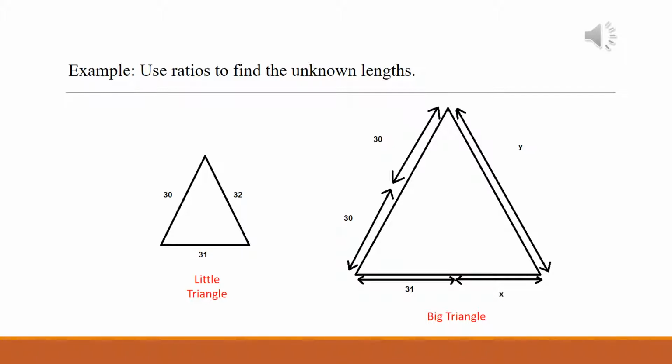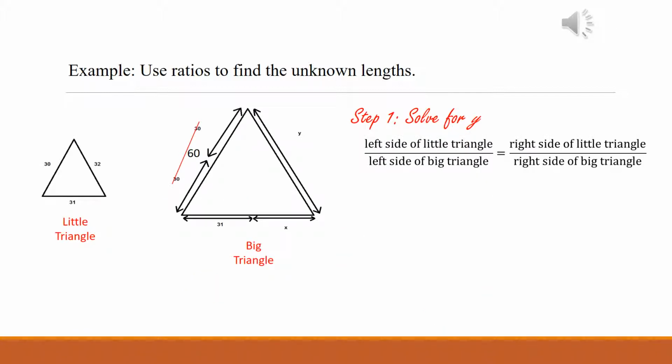Now we are going to set up a proportion. Remember, that's a ratio equal to a ratio. We're going to set up a proportion and use it to solve for x, and then we'll use a proportion to solve for y. I'm going to start by solving for y because that's the easier one to find, and then I'll find x. So the first thing we're going to do is solve for y. If you look at the big triangle, y is on the right side of the big triangle. So we know that needs to be involved in the proportion we set up.